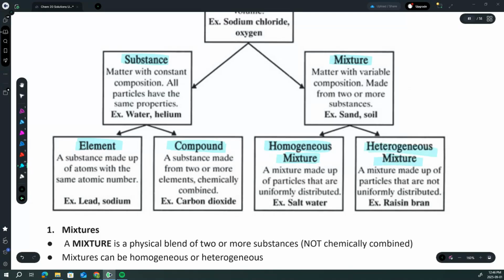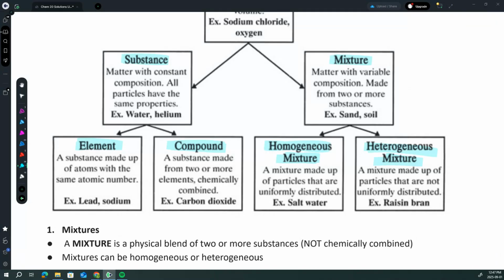Homogeneous just means that it all looks the same. For example, if you took a glass of water, threw some salt into it, and stirred it up to make sure that all the salt's dissolved, it would look like it's all the same thing. Everything in that glass of salt water is the same. You couldn't pick out the individual pieces of salt compared to the water, not visually at least.